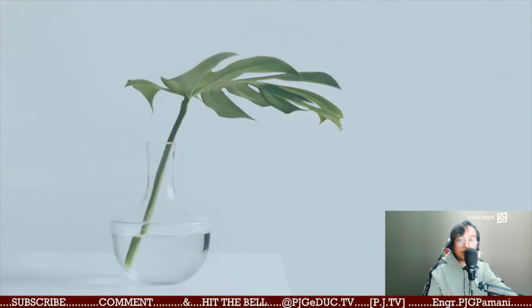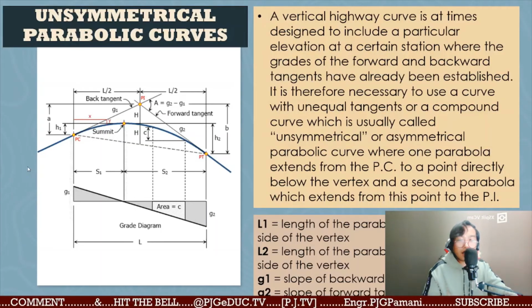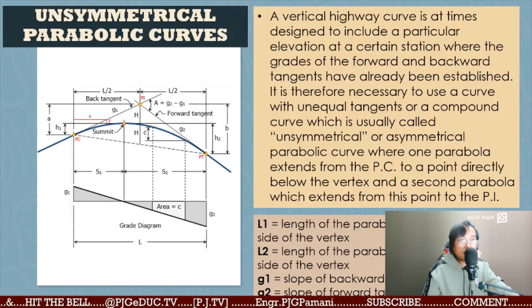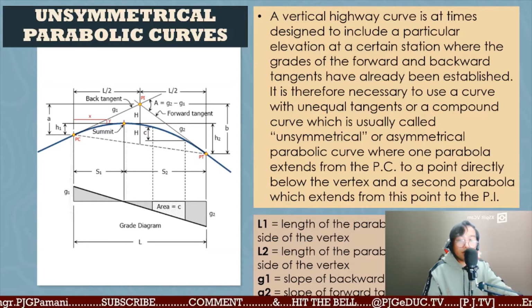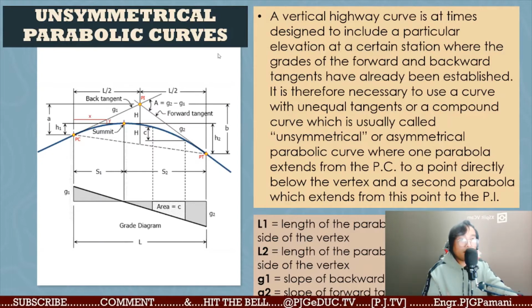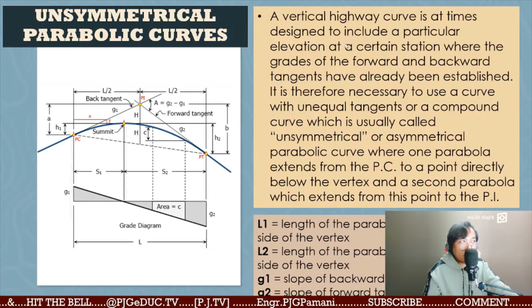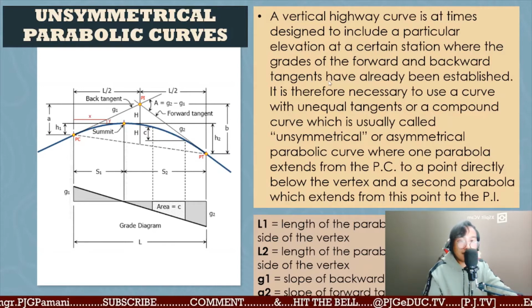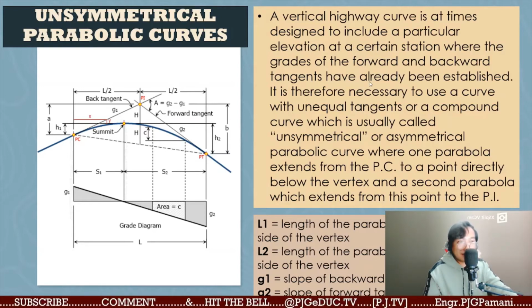Continuation, this is now still part of vertical alignment. That is your unsymmetrical parabolic curve. Kung merong symmetrical, of course, meron ding unsymmetrical. No? So for the unsymmetrical parabolic curve, a vertical highway curve is at times designed to include a particular elevation at a certain station where the grades of the forward and backward tangents have already been established. It is therefore necessary to use a curve with unequal tangents.